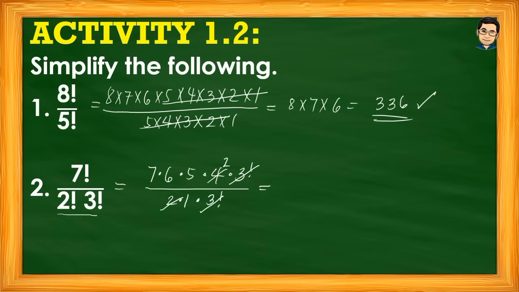And then, lista natin yung mga factors. So, 7 times 6 times 5 times 2 over 1. And then, yung sagot natin dito, pag dinivide natin sa 1, yun lang din naman nasa numerator. So, we'll just simply get the product of the numerator. 7 times 6 is 42, times 5, that is 210, times 2, 420. So, yan po yung ating simplified na sagot.